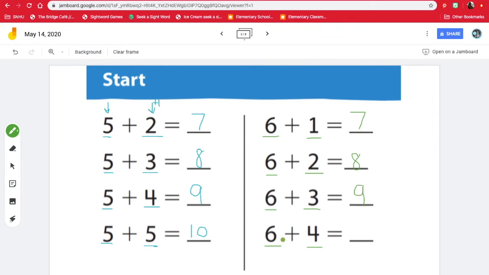And 6 plus 4, that's another way to make 10. 6, 7, 8, 9, 10. And the answer is 10. And I checked by drawing tally marks.